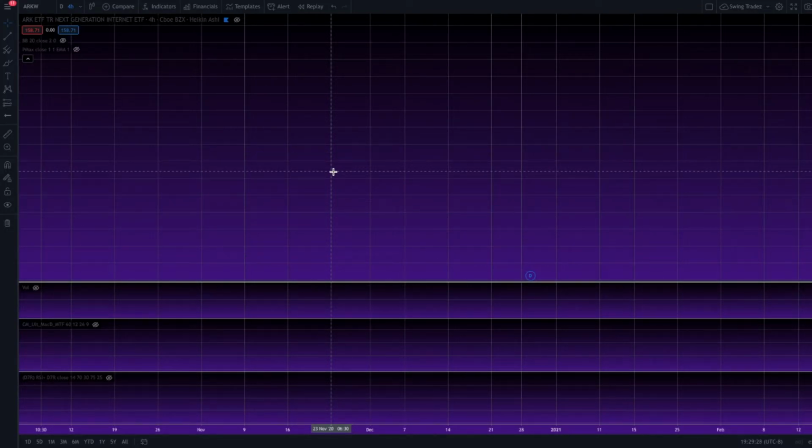I have to offer a bit of a warning. Just because something is oversold does not mean it won't go down even more. Likewise, if something is overbought, it does not mean it will dip immediately.